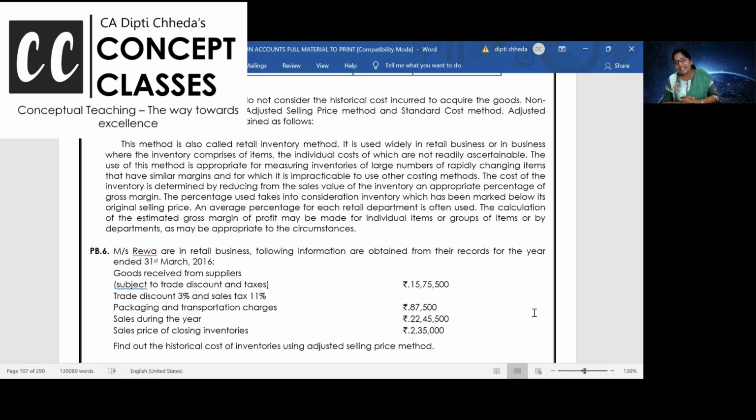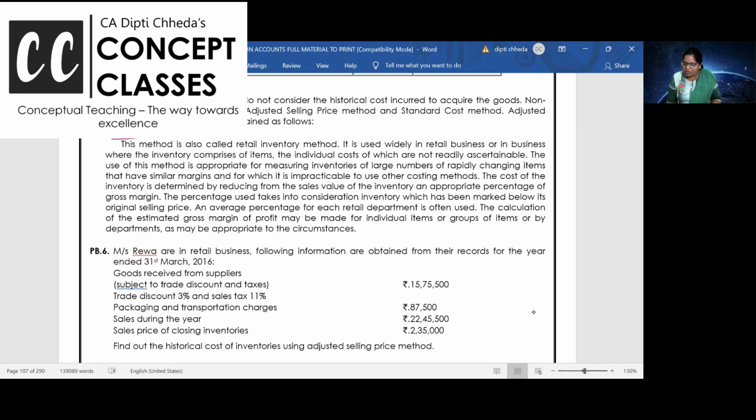So adjusted selling prices, through selling price reverse, can you get the closing stock? Yes. Sales minus GP, you get the COGS, and opening stock and purchases, you know. So balancing figure you can get. Look at this, adjusted selling price.